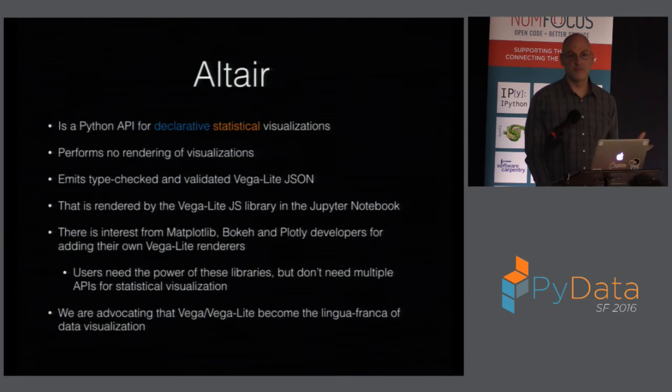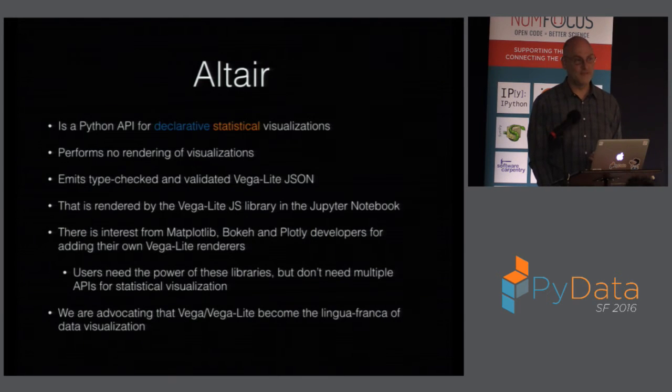The advantage of this approach is that there's an opportunity for these other visualization libraries in Python, Matplotlib, Bokeh, Plotly, to add their own Vega-Lite renderers, right? There's a reason people use Matplotlib, or there's a reason people use Bokeh. For example, if you want absolutely perfect publication-ready PDFs, vector-drawn, Matplotlib is still the tool of choice, right?